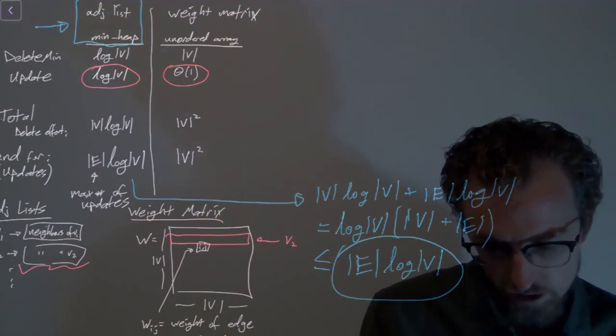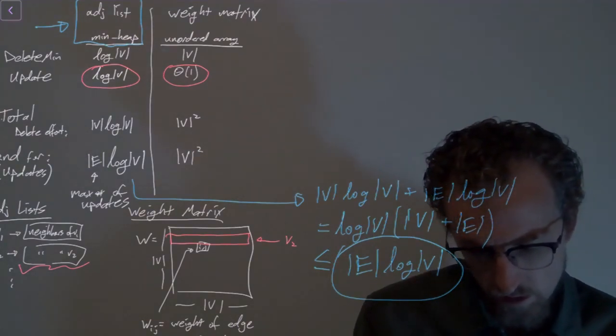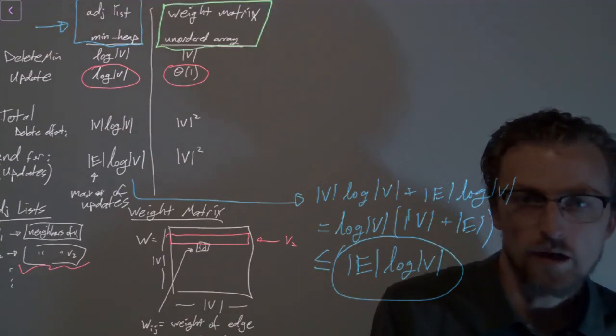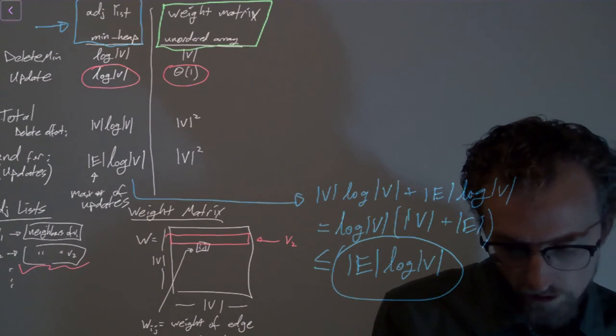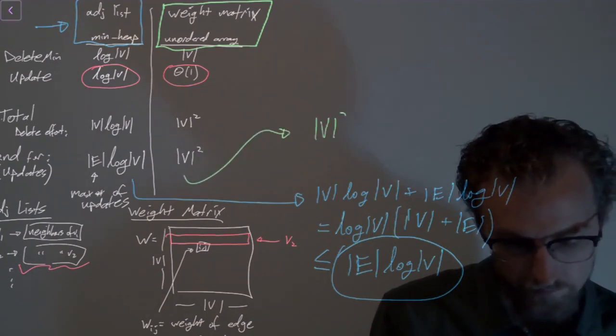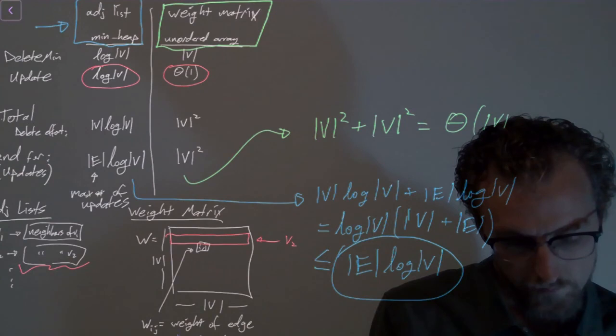So now I'll switch colors and say, what if I've used a weight matrix for my graph and an unordered array for my priority queue? Well, then it's just V squared plus V squared, which is V squared. Which is just big theta V squared.